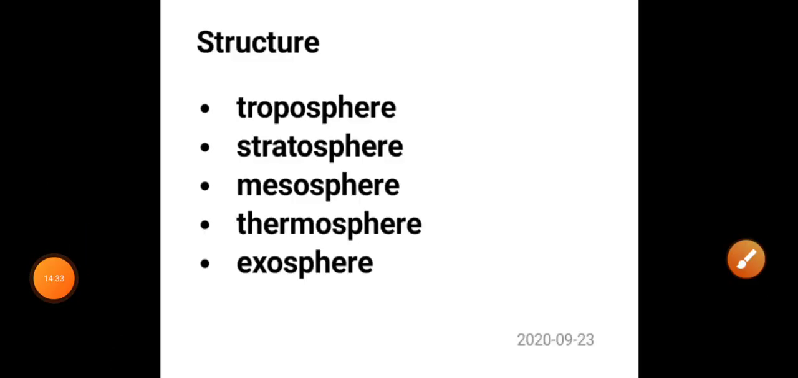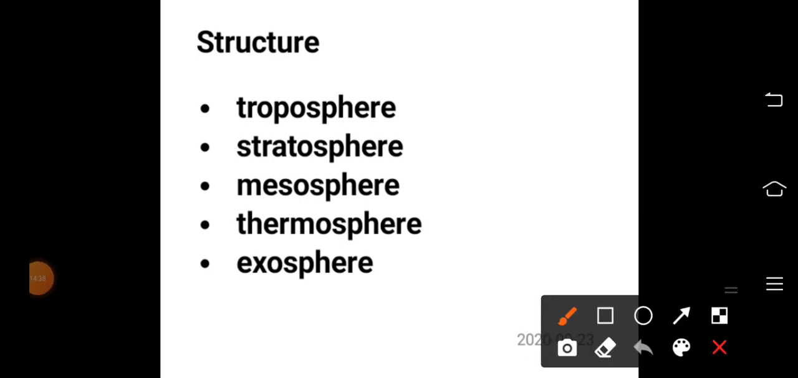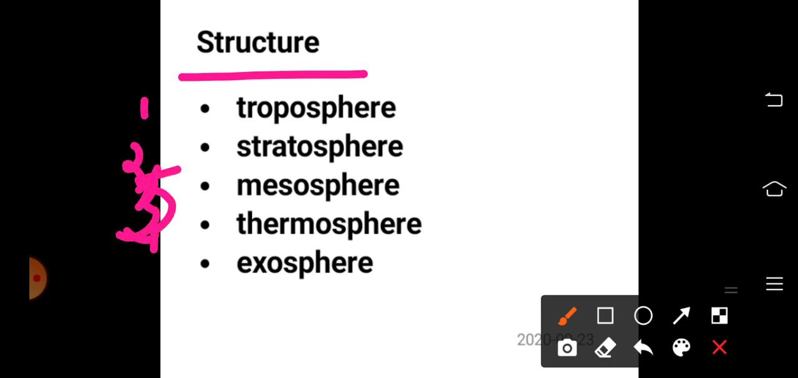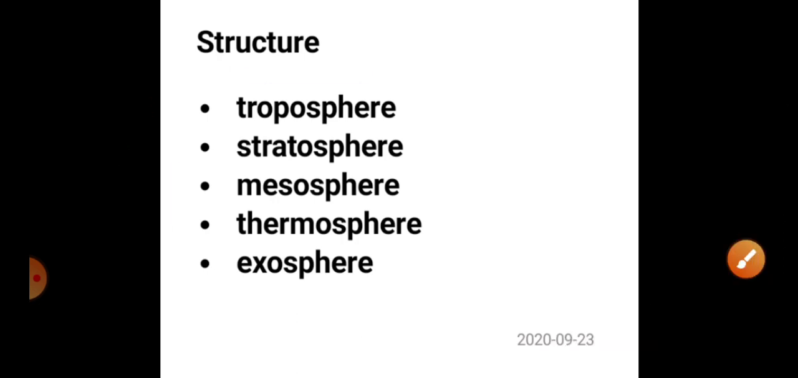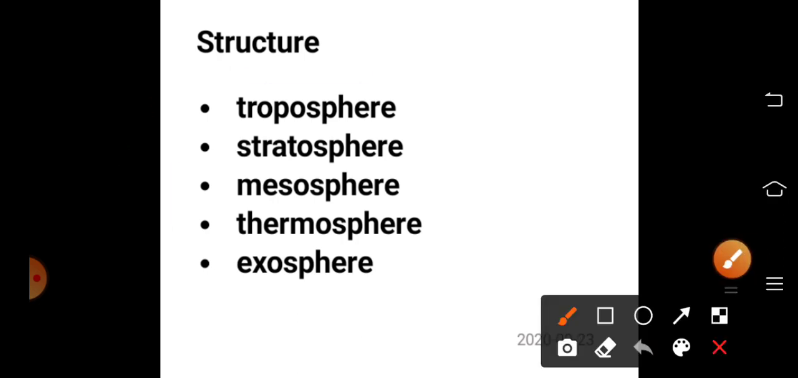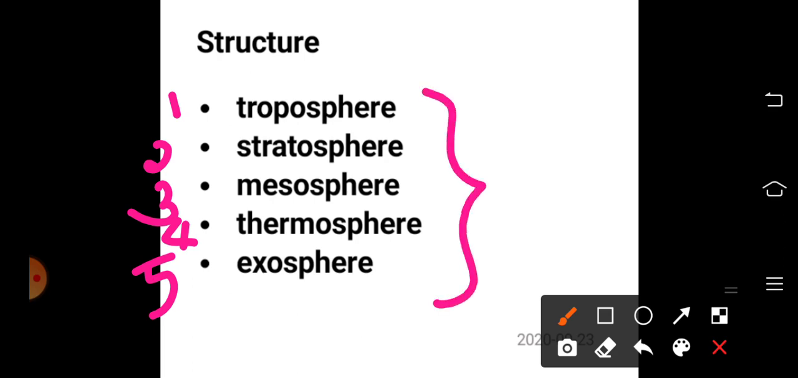So today we have learned the structure of the atmosphere, or the layers of the atmosphere. There are five different layers in this atmosphere. The first one is the troposphere, then the second is the stratosphere, the third is the mesosphere, the fourth is the thermosphere, and the fifth is the exosphere. And we saw many different characteristic features of each of these layers.